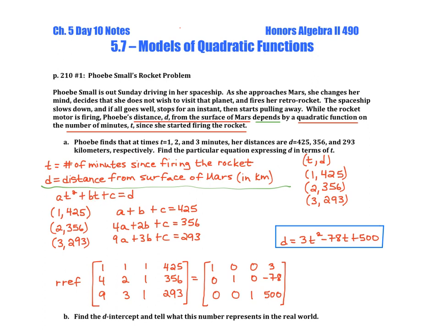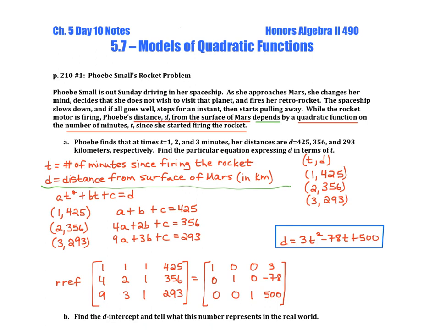So if we take the ordered pair (1, 425), and we plug a 1 in for every occurrence of t, in other words, that's my quote-unquote x variable, and I plug in a 425 for my d variable, or if you're used to thinking about it in terms of y, I would come up with a plus b plus c is equal to 425.